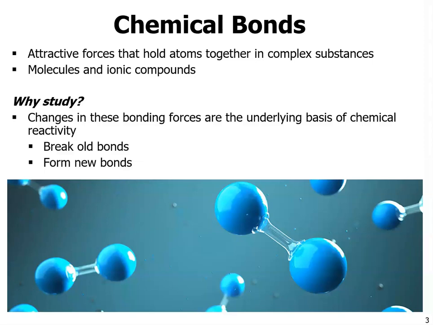So why do we want to study this? We study this because it's really the basis for all of the chemical reactions that are occurring. It allows us to make predictions on what kind of things might happen and why they might happen. We need to understand how we break bonds and how the new bonds are going to form and why those things are happening.